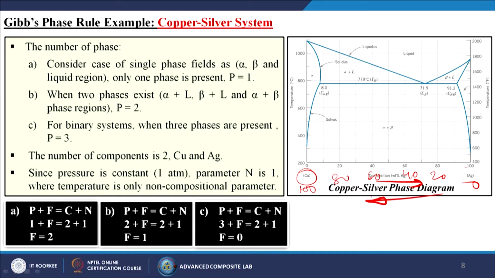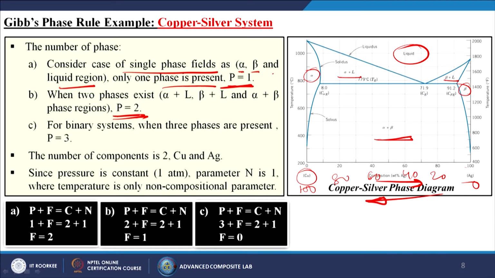In this case, what is the number of phases? Consider the single phase fields alpha, beta and the liquid region, where only one phase is present, that is why P is equal to 1. Alpha is only a single phase, liquid is one single phase and beta is only a single phase. But you can see alpha plus L, beta plus L, or alpha plus beta. So, there are 2 phases, that is why P is equal to 2.